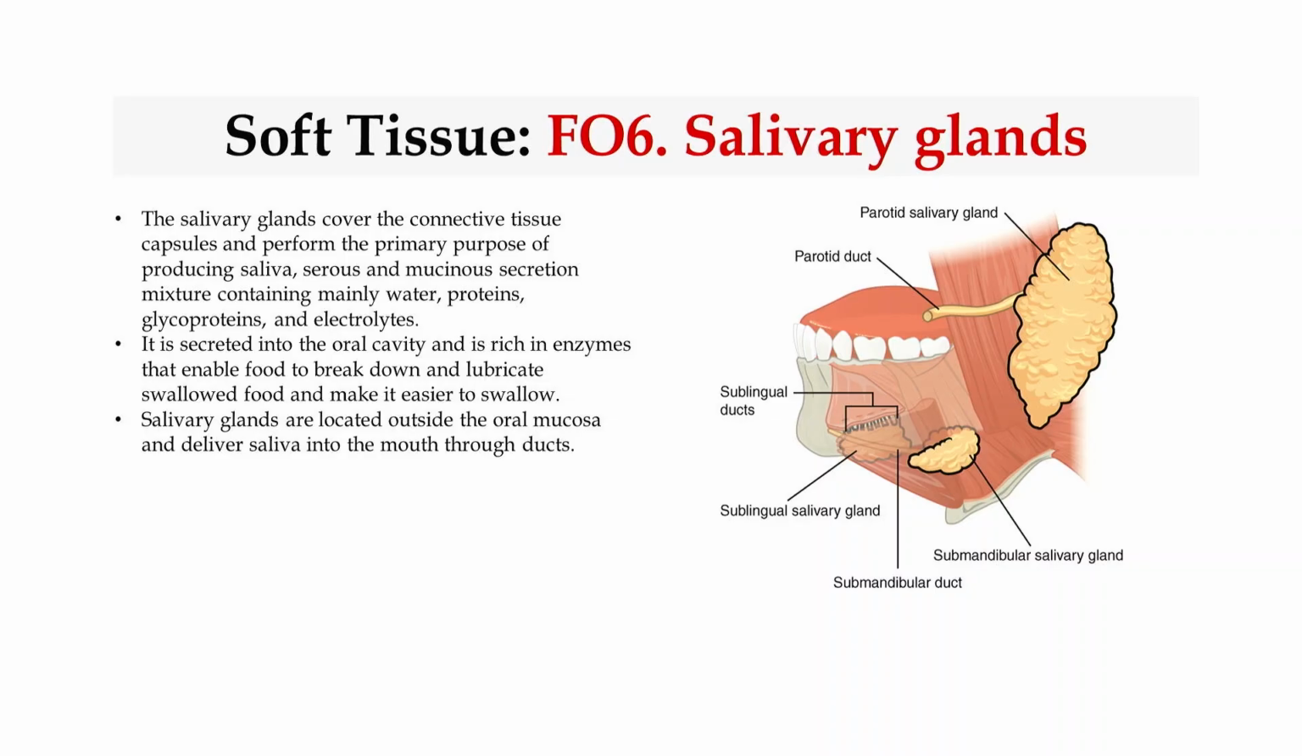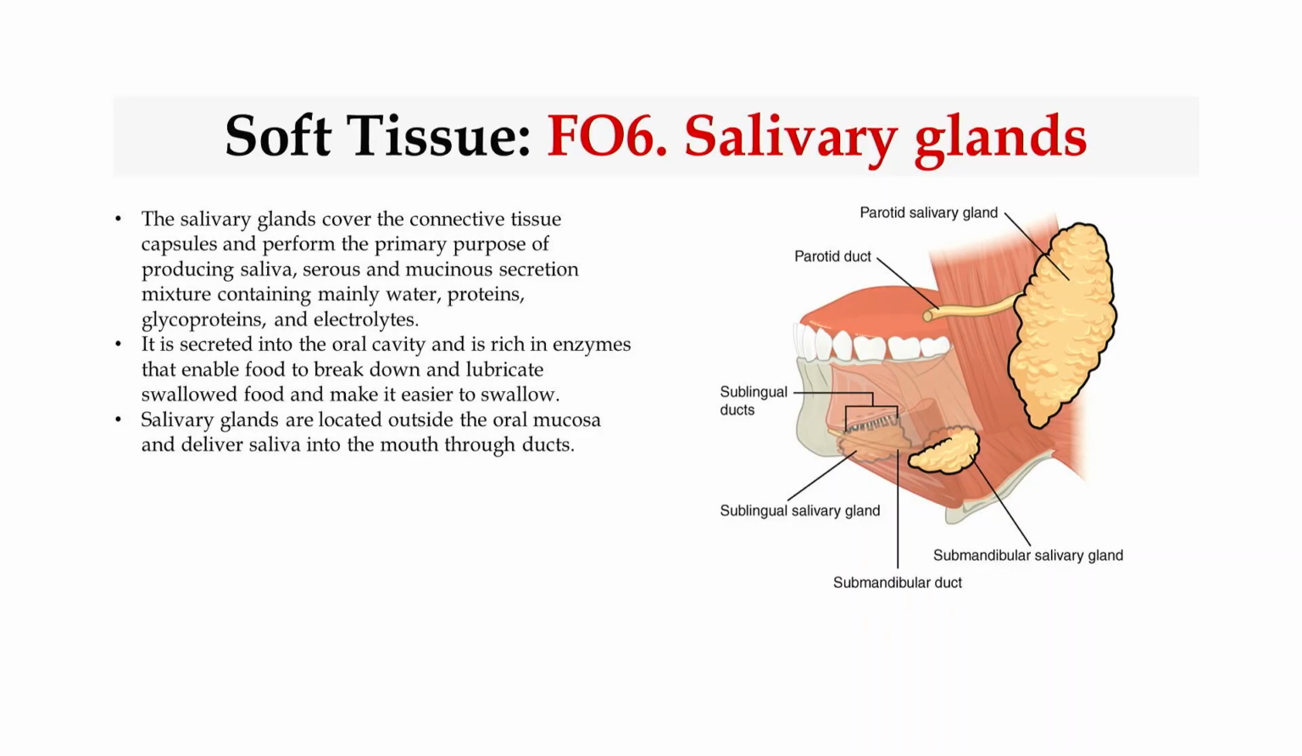If the food is not lubricated properly, it is extremely dry. We cannot eat very dry stuff, right? So typically the saliva lubricates the food in such a way that it can pass through the different regions of the body, right? Salivary glands are located outside the oral mucosa and deliver saliva into the mouth through ducts. From an anatomical standpoint, this is how the glands are positioned. You have parotid salivary glands here and the parotid duct, which has this opening and sends the saliva into the oral cavity, and you have sublingual ducts on the bottom.